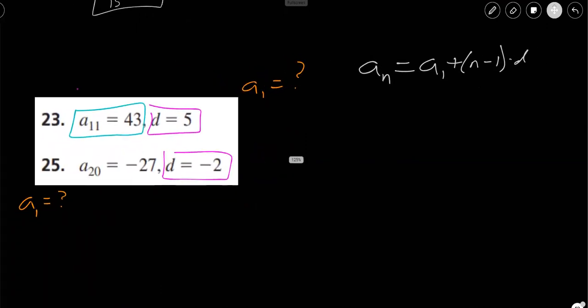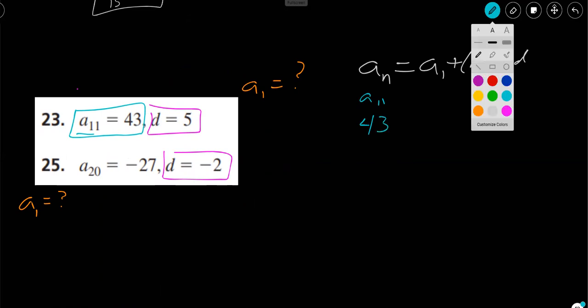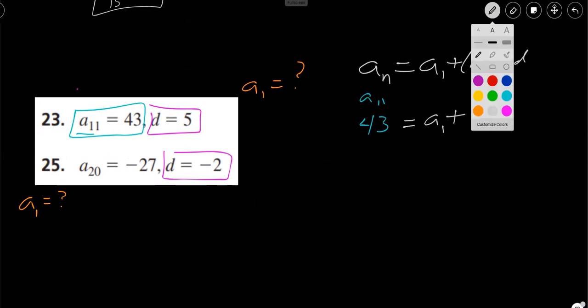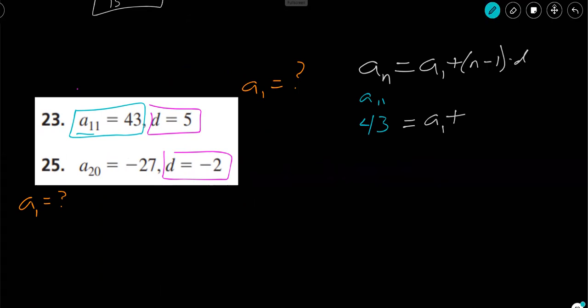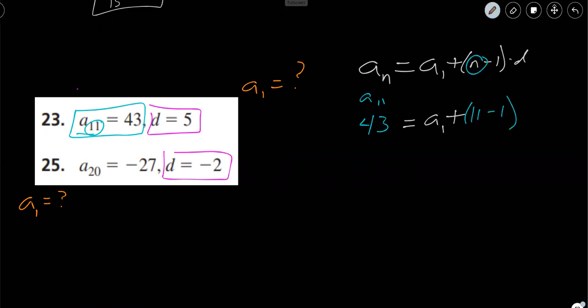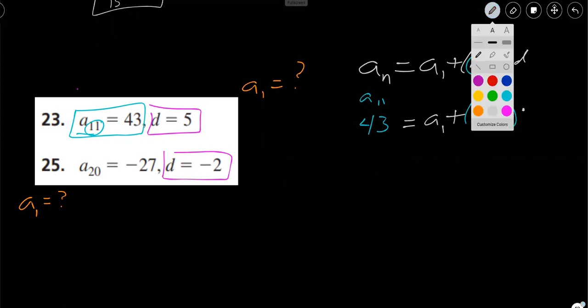From there, all I'm going to do is plug in A11. We know the value of A11, so instead of writing A11 here, I'm just going to write 43. The 43 is going to be equal to A1, which I don't know, plus my n minus 1, which is based off of that position number. It's going to be 11. And then that's multiplied by my d value, and I know my d value, that's 5.